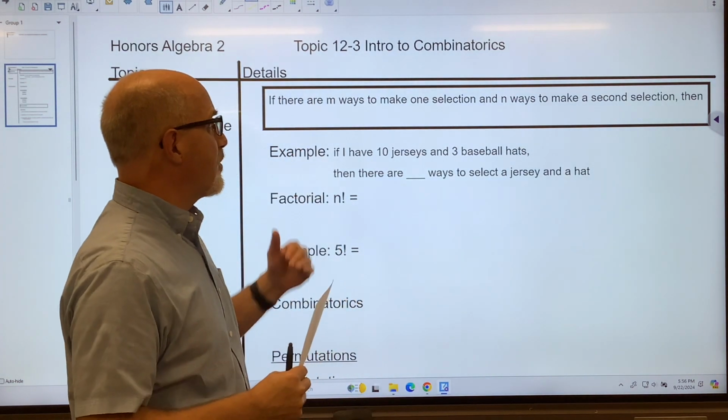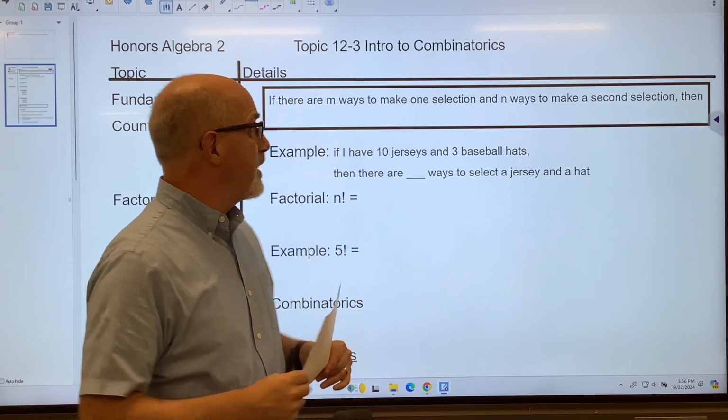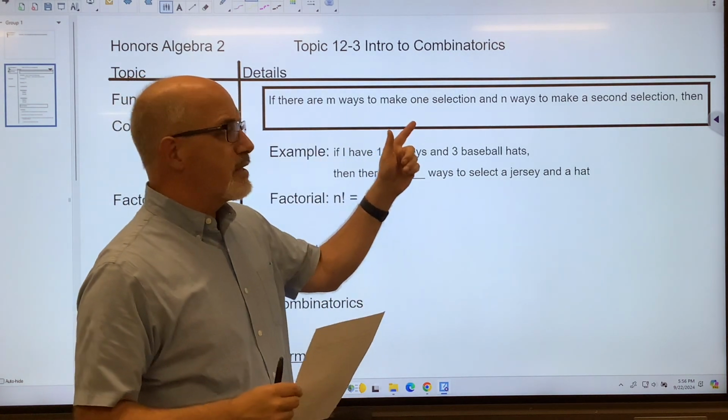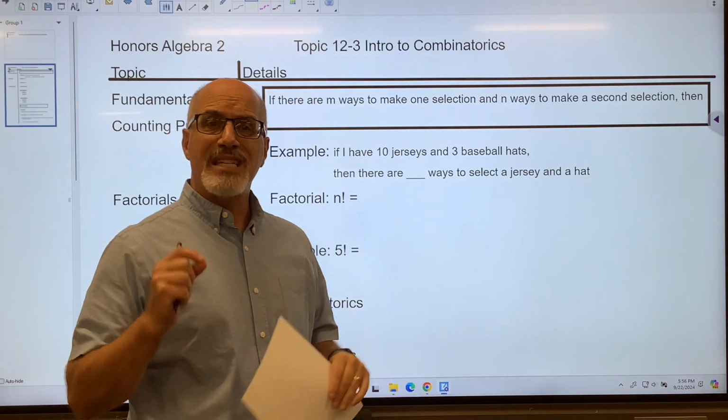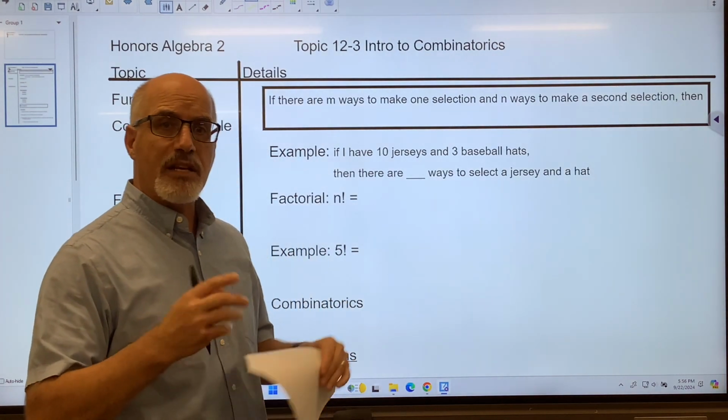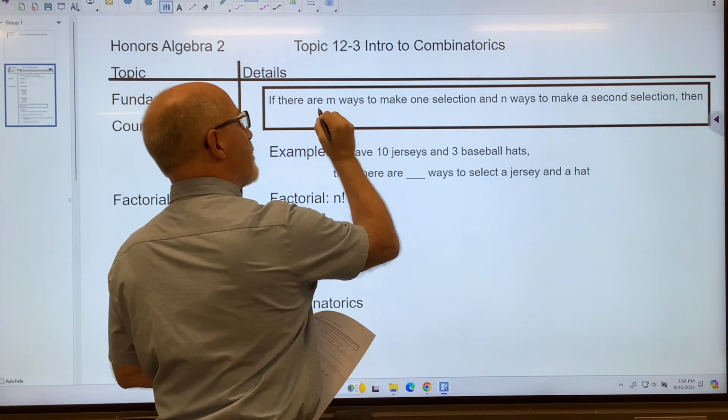Now let's talk about the fundamental counting principle. If there are m ways to make one selection and n ways to make a second selection, then there are m times n ways to make a selection from each.